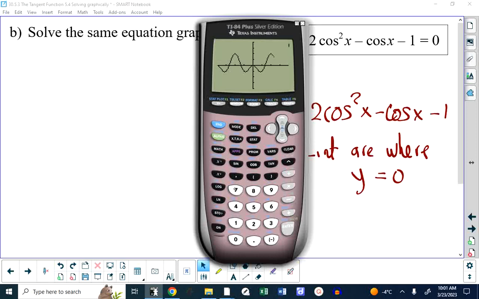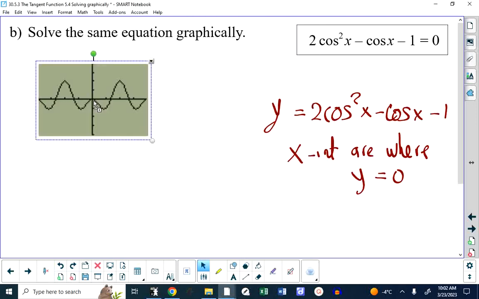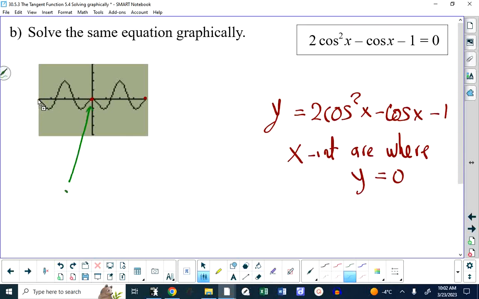Now I didn't change anything. Those ticks are meaningless right now. I think the ticks are every 45 degrees. But if we find, for example, I hope it's obvious there's an x-intercept here, an x-intercept here, an x-intercept there. We're going to look from 0 to 2 pi, and then we're just going to add multiples of 2 pi. So this one is 0. This one is 0. This one is at 2 pi.